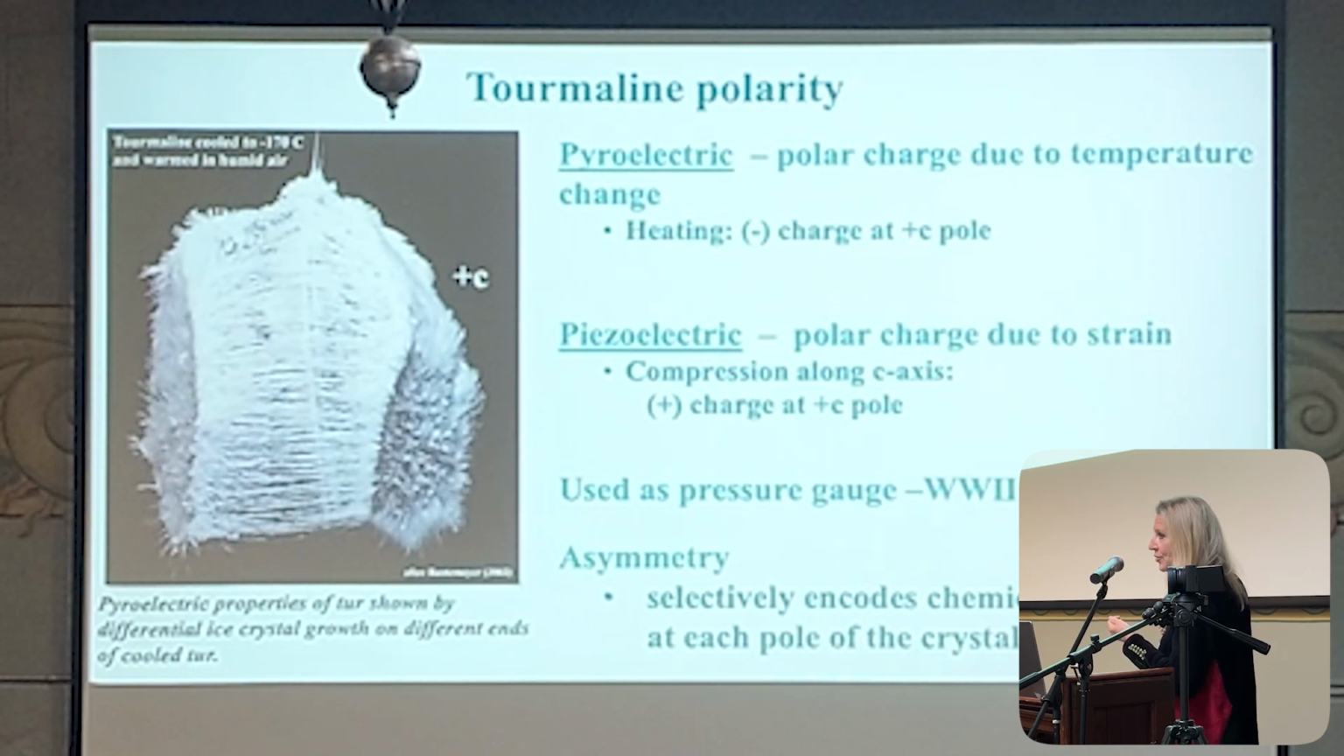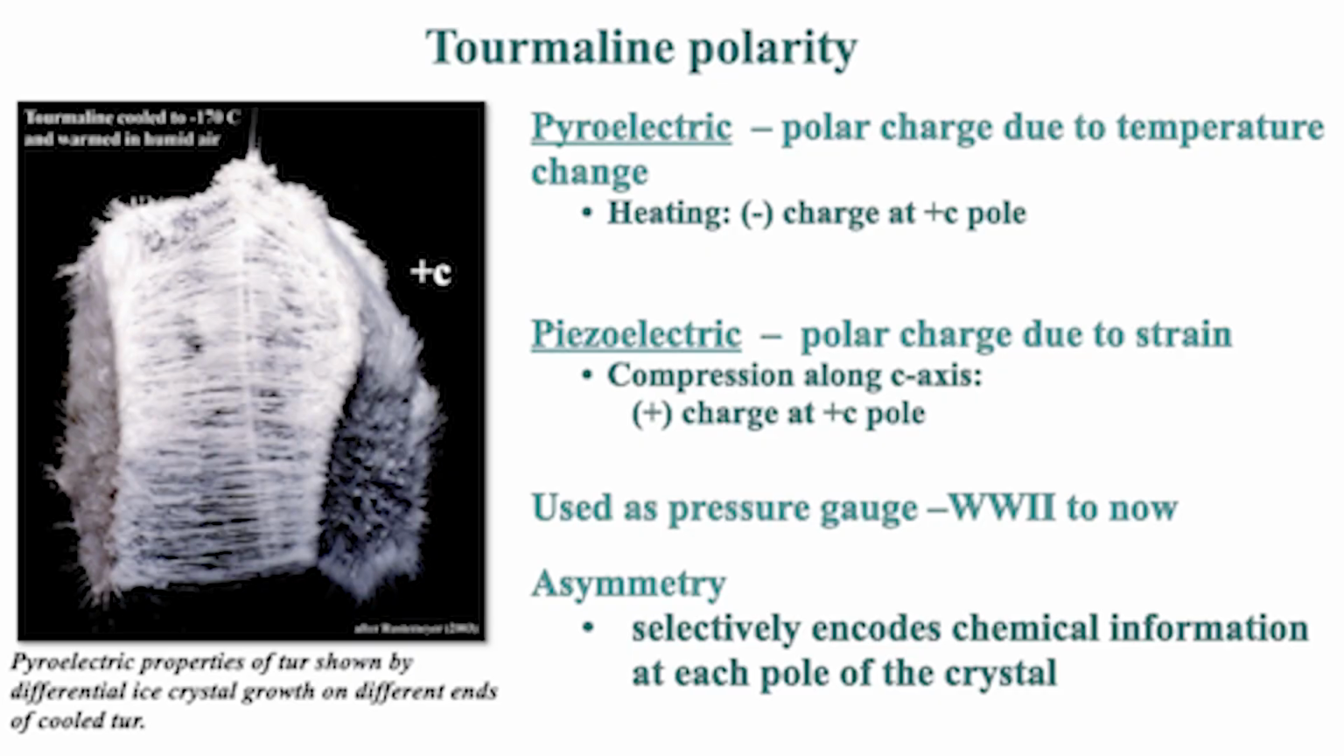This was a tourmaline crystal that was cooled to minus 170 degrees and then warmed in humid air. It crystallized ice, and you can see there's more ice crystals on this side of the tourmaline than on that side. So we all know that this is plus C. So tourmaline has this very important electrical property to it.